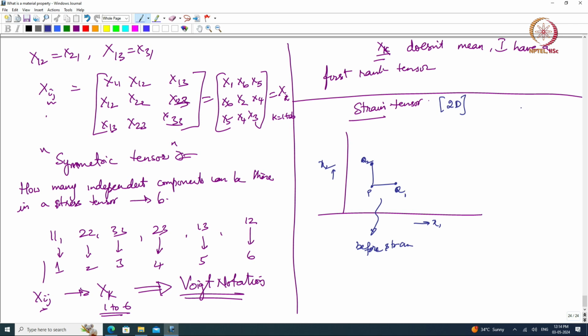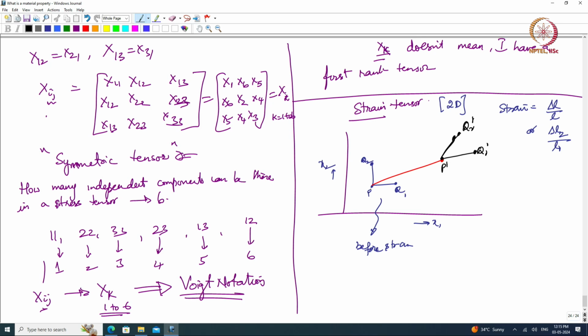By the way, our traditional definition of strain is delta L by L, or if I have to talk about shear strains, delta L2 by L1, that sort of thing. So, the change in length per unit length, that is the strain. Now, after straining this material, the point P goes somewhere here, let me draw it in black. So, this is P dash. The point Q2 goes somewhere here, that is Q2 dash, and the point Q1 also deforms a bit and goes here, Q1 dash. So, this is what strain has done.